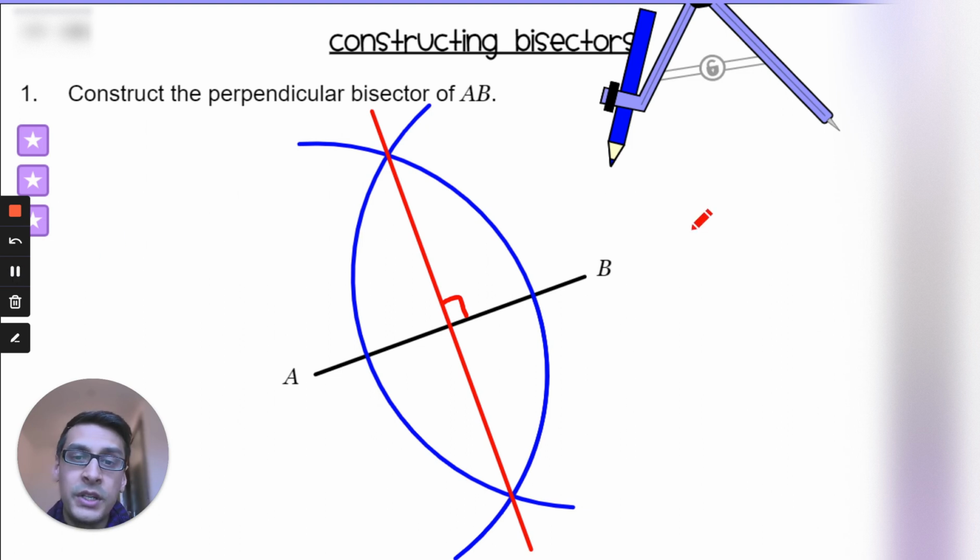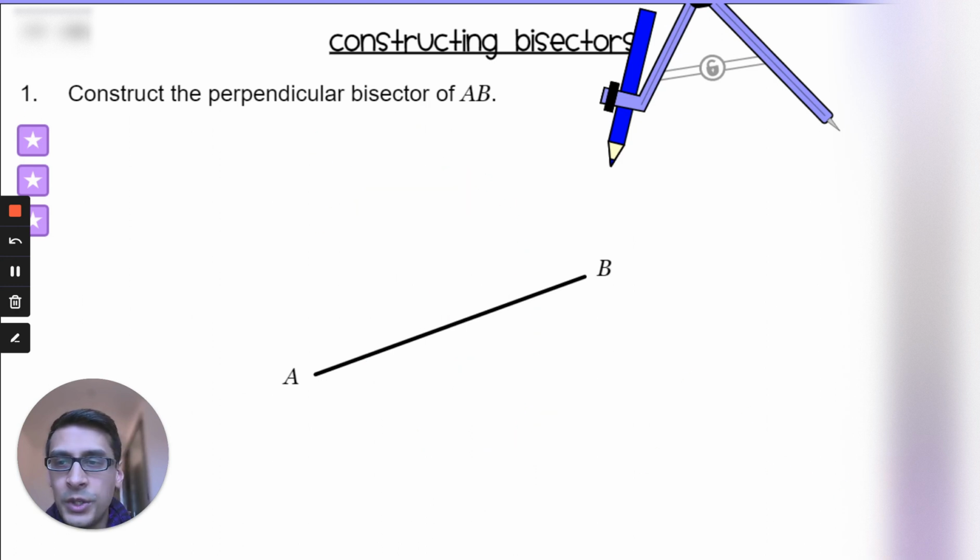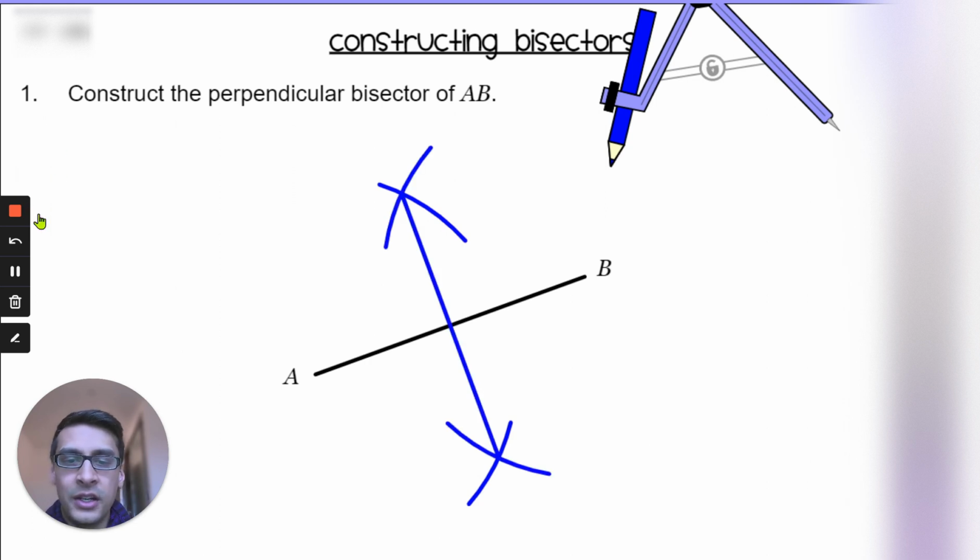Now, sometimes you can also draw this without having to do the full arcs. So, for example, what you might do is just draw arcs like this. You essentially get the same idea, and then just a line that crosses over.